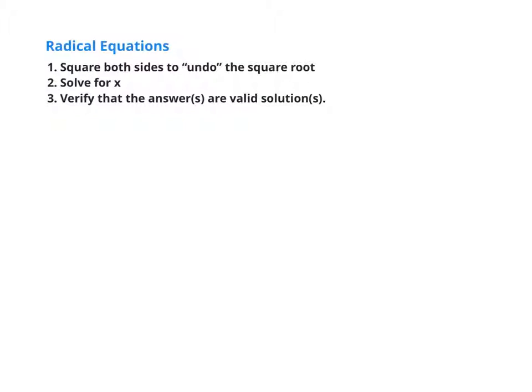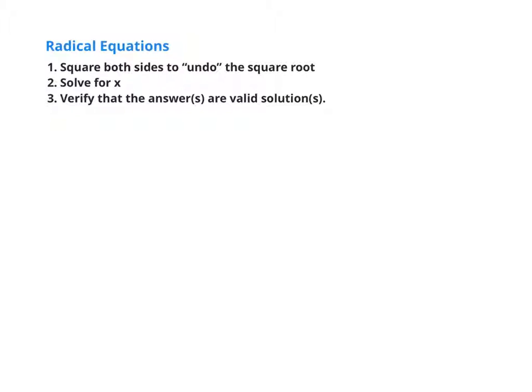Okay, solving radical equations. So first thing we want to do is to square both sides to undo the square root. And then we'll solve for x, and then we need to verify that those answers we get are actually valid solutions. So let's start off by squaring the left side and the right side.